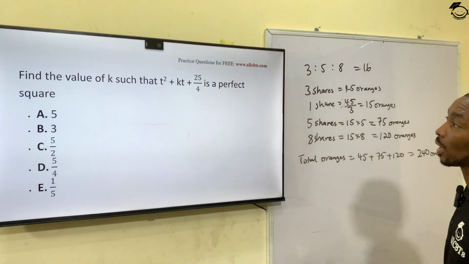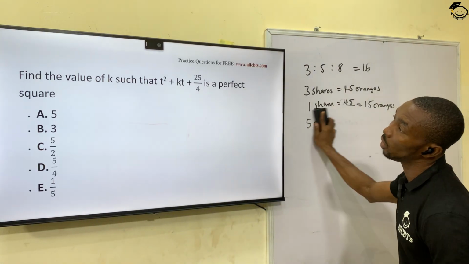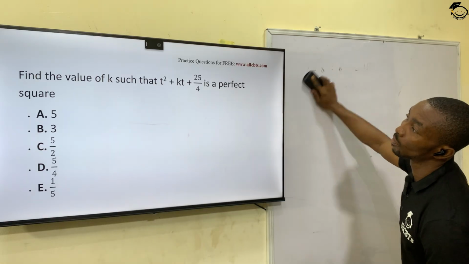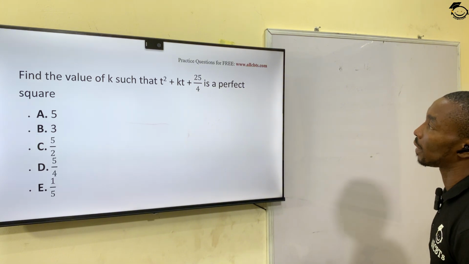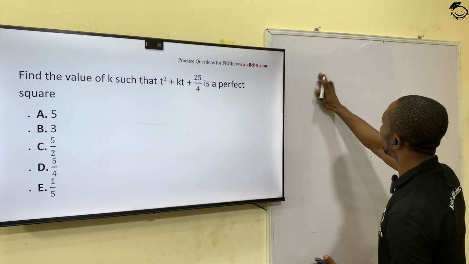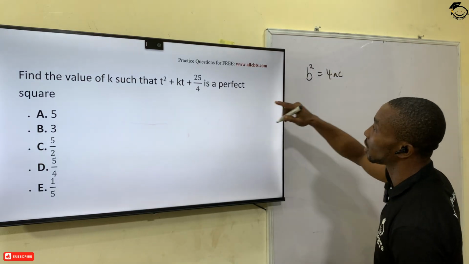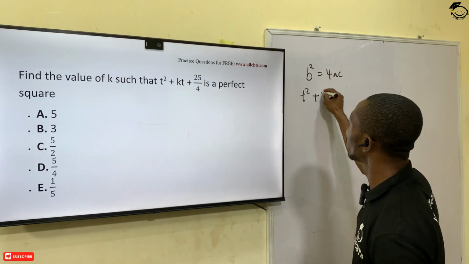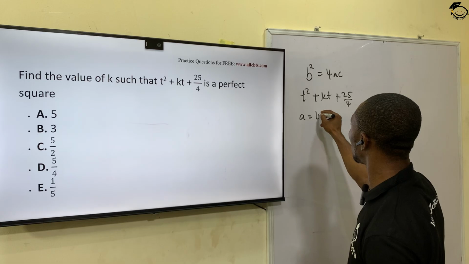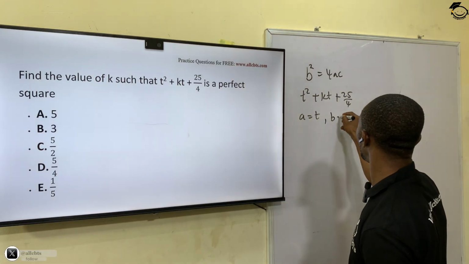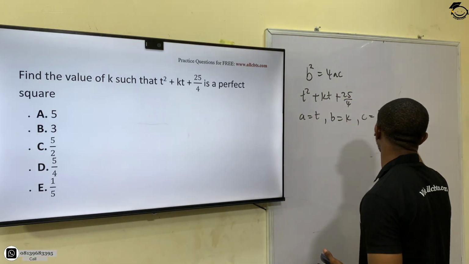All right, to the next question. It says, find the value of k such that t squared plus kt plus 25 over 4 is a perfect square. Now we'll be using our formula that says b squared equals 4ac, where in this case we have t squared plus kt plus 25 over 4. Here our a is t, our b is k, and our c is 25 over 4.